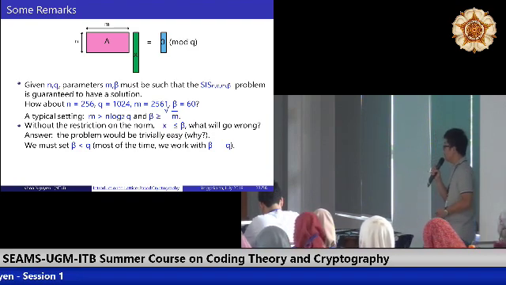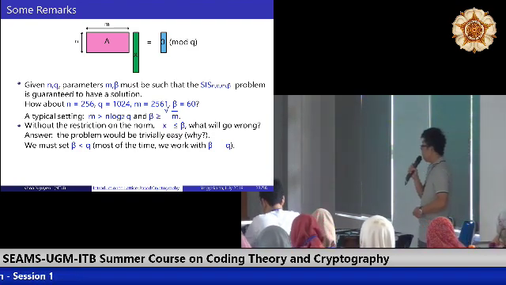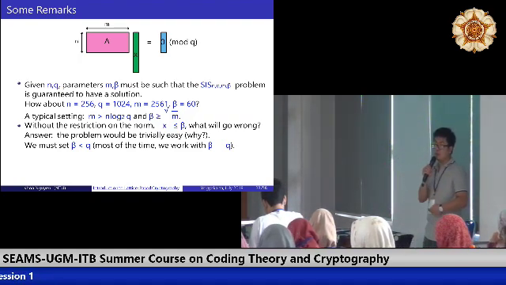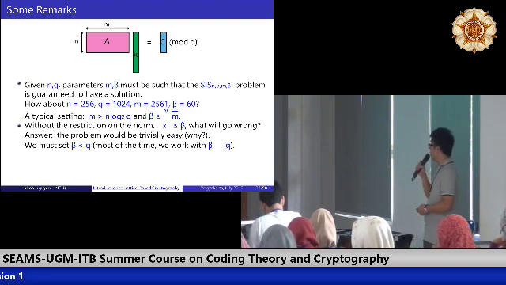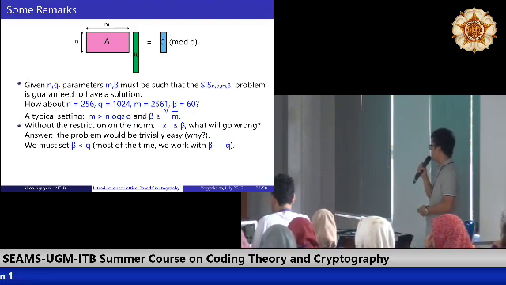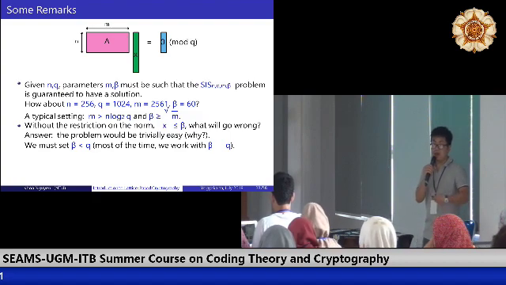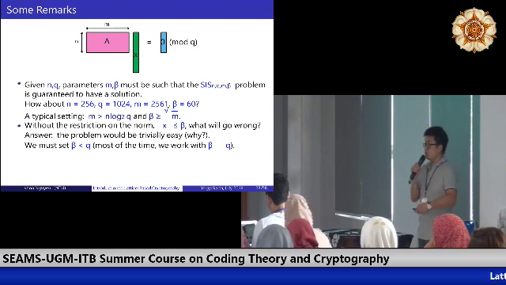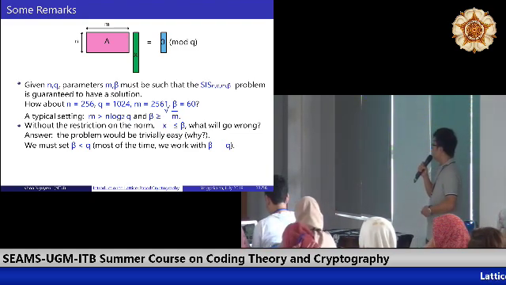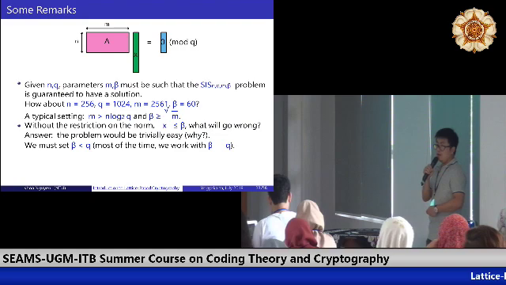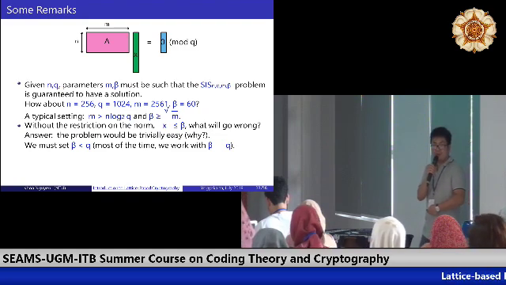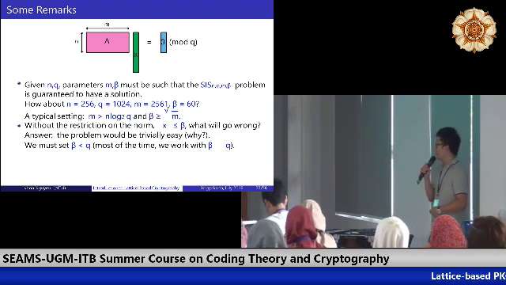So we have to set beta less than q. In fact, in practice, most of the time we have to set beta much smaller than q to guarantee the hardness of the problem. The smaller beta, the harder the problem is. But beta cannot be too small. For example, if it is smaller than square root of m, then we can no longer guarantee that the problem has a solution. So we work with small beta, but not too small.